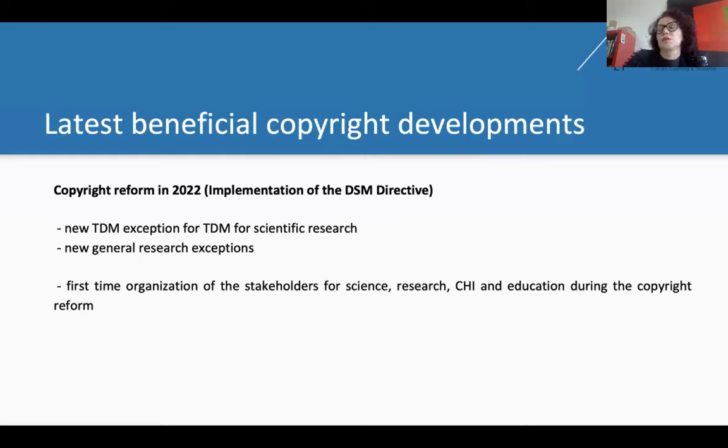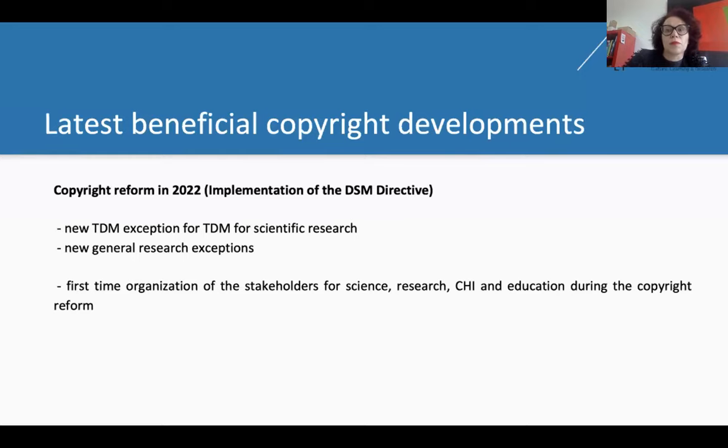And also it's important to say that the exception also has some teeth. If the copyright holders do not provide access to the beneficiaries of the exception, they can face, after the mediation process, also some penalties. We'll see how this will play in practice.